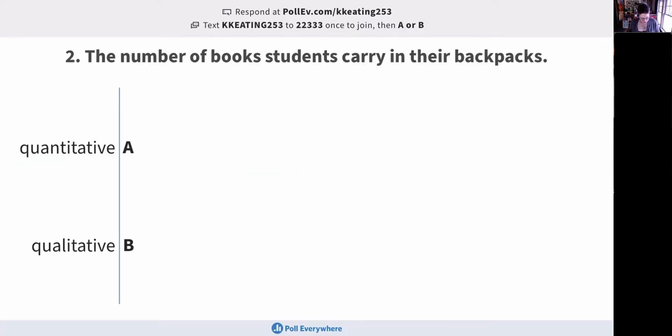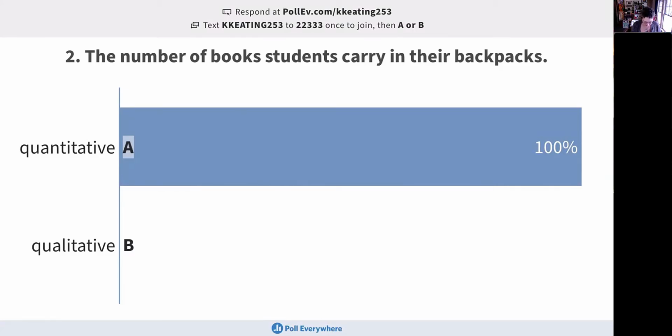What do you think? Number 2 says the data is the number of books students carry in their backpacks. You sample 5 students: 2 students carry 3 books, 1 student carries 4 books, another carries 2 books, another carries 1 book. Is that type of data quantitative or qualitative? Lots of people say A, and the A's have it. Yes, it is quantitative. Excellent.